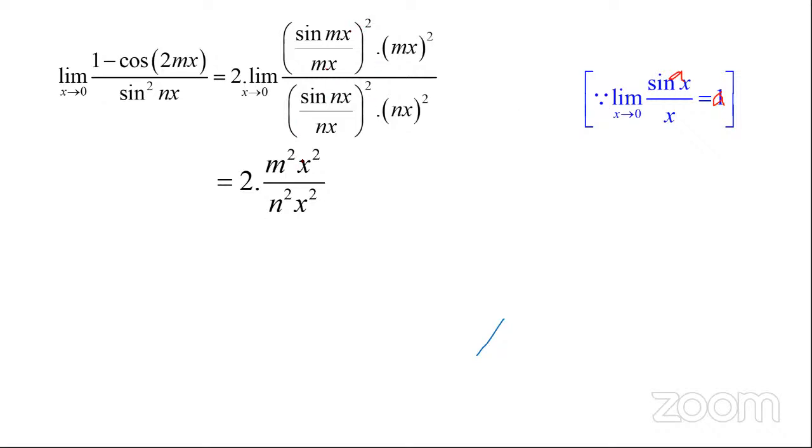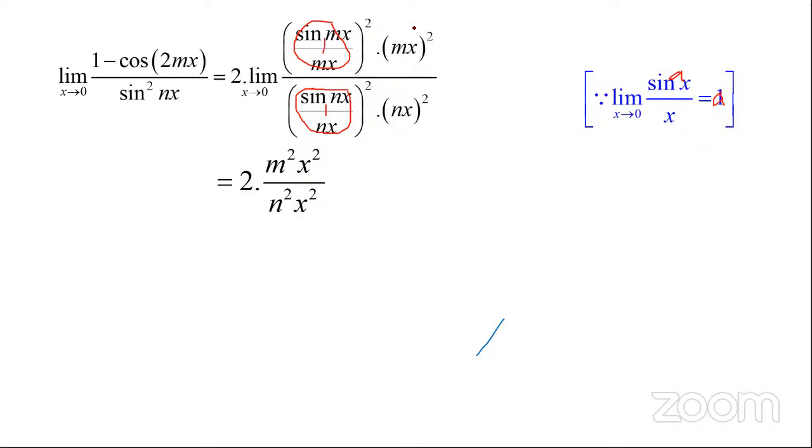Because we use the formula, limit x tends to 0, f of x by h of x equals limit x tends to 0, f of x by limit x tends to 0, h of x. From that you will get this value is 1. This total value is 1, so 1 square is nothing but 1. Similarly from the denominator, you will get the value 1.